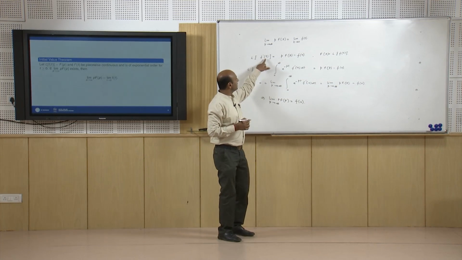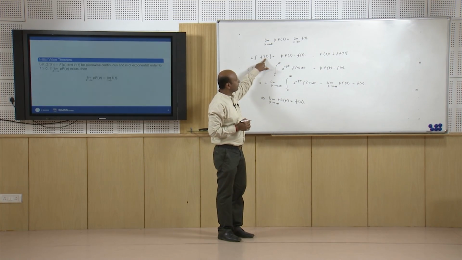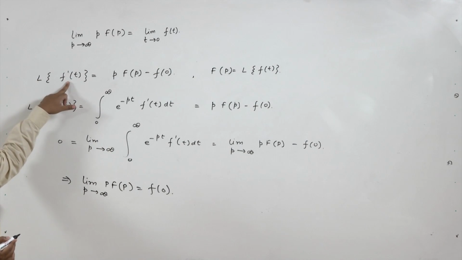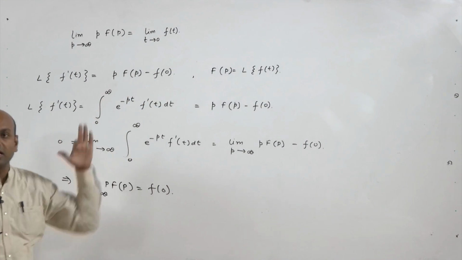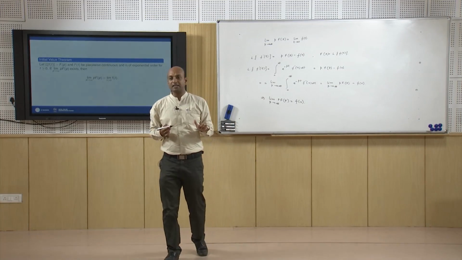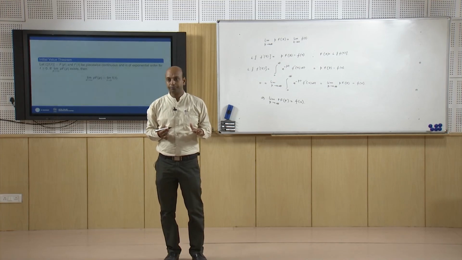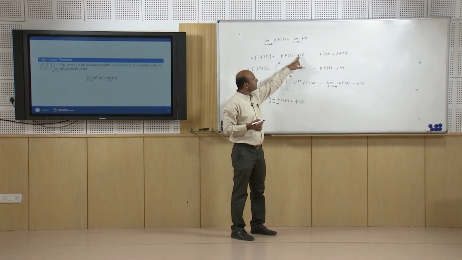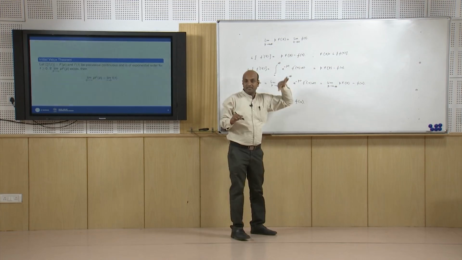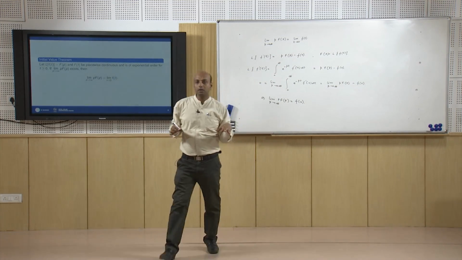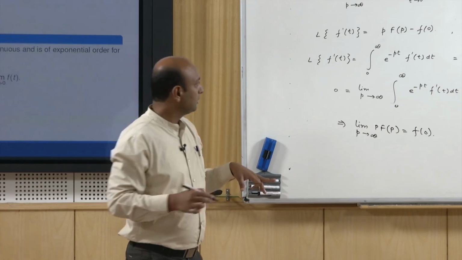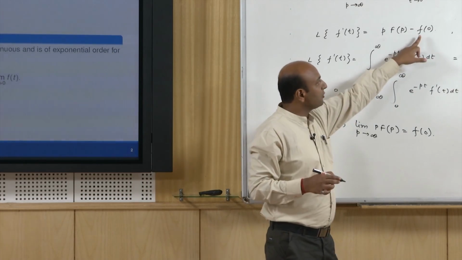Now, when we proved this property of Laplace transform derivatives, that Laplace transform f dash t is nothing but this expression, there we have assumed that the function is continuous for all t greater than or equal to 0. If the function is not continuous, that is why we are obtaining f 0 over here, because we are assuming f is continuous throughout the non-negative side of the real axis. So, that is why we are obtaining f 0 over here.